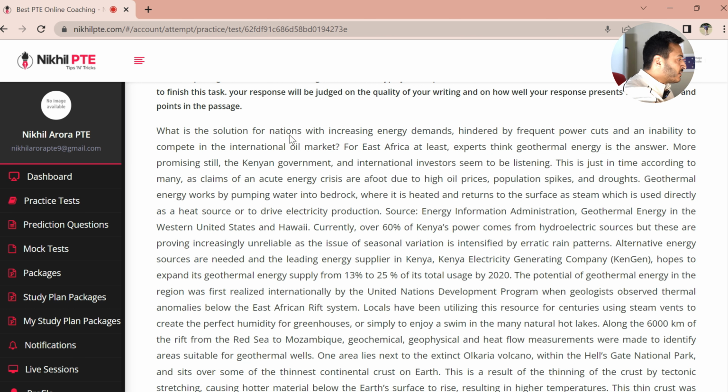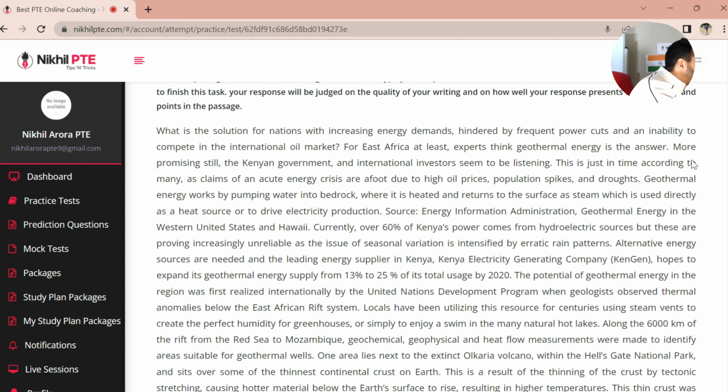Here you can see, what is the solution for nation. What means asking some question. Do not put that line, and don't try to copy the line which is available in brackets. So simple lines you have to copy, and an independent line. Let's start. For example, you cannot start with this is just in time according to many. You cannot start from this. This is a pronoun. You cannot start the first line with a pronoun.